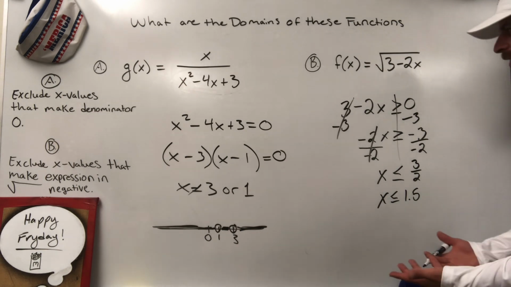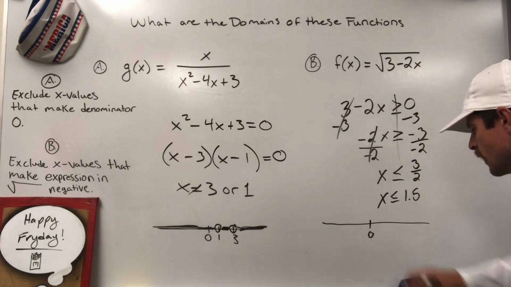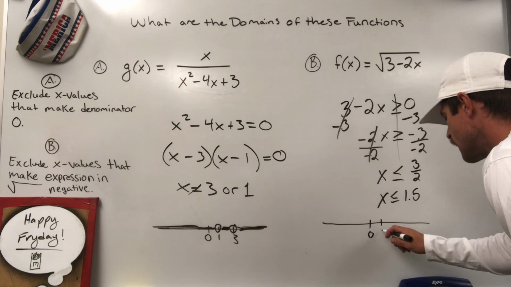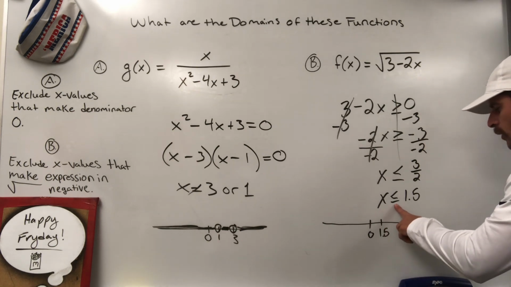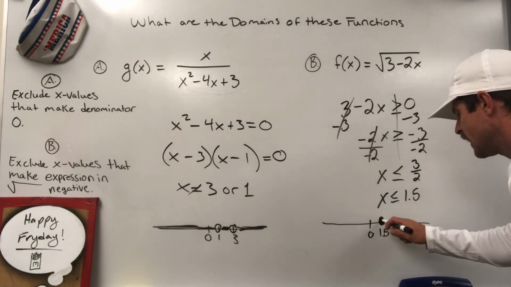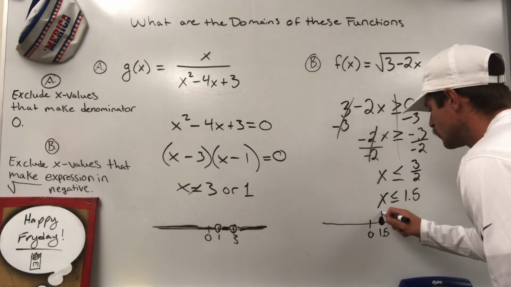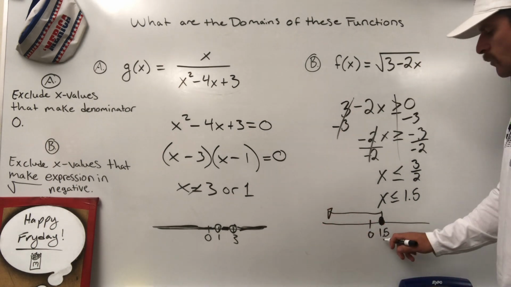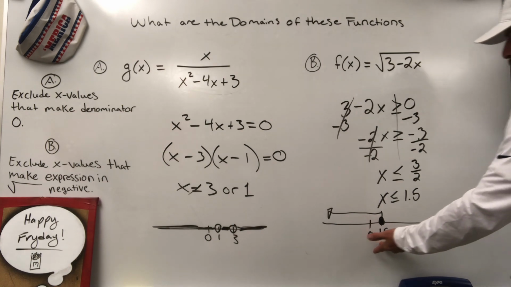So now all we need to do for this problem is draw a number line, mark where 0 is. I always expect my students to give me 0 on the number line. 1.5 would be just to the right of that, 1.5. I'm going to do a closed circle because x can be less than or equal to, so we're going to include that value of 1.5. And because it's x is less than or equal to 1.5, we're going to go to the left, indicating all values smaller or less than 1.5. So our domain here would be 1.5 or less.